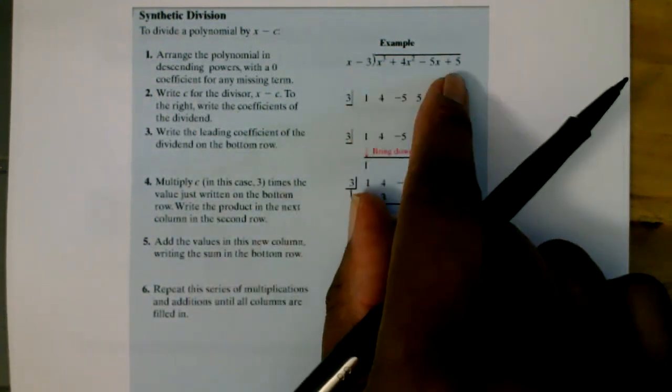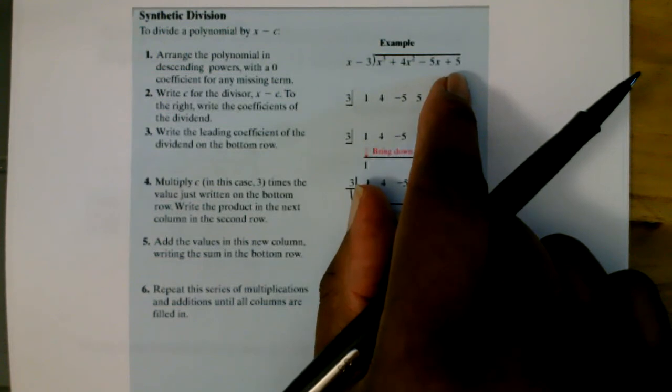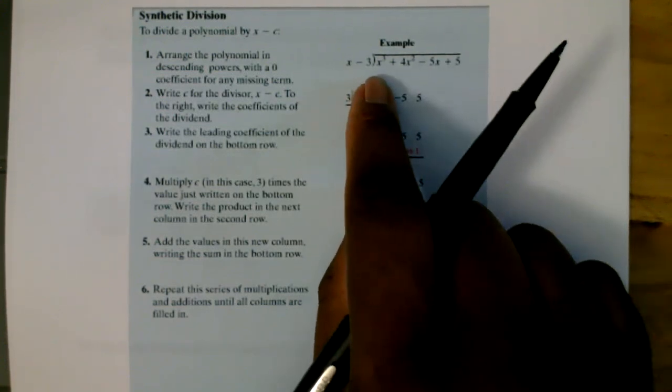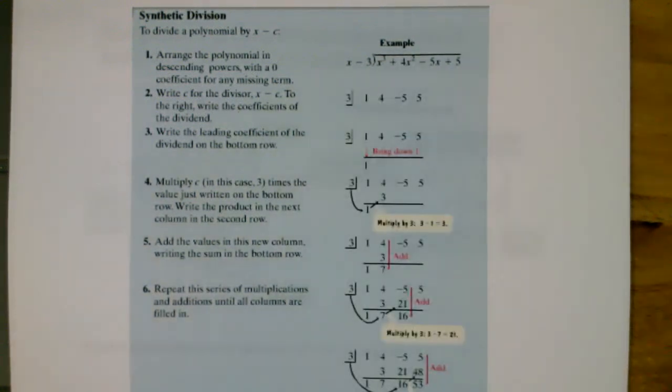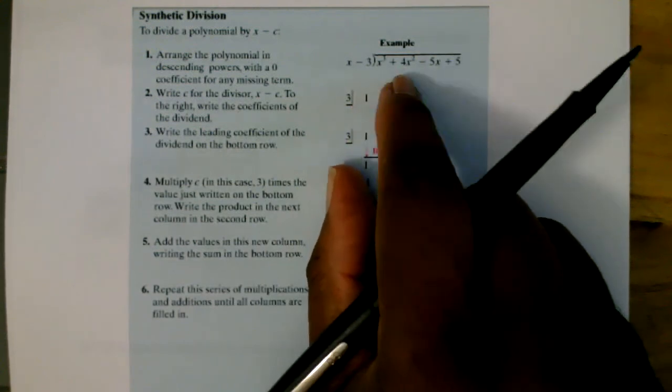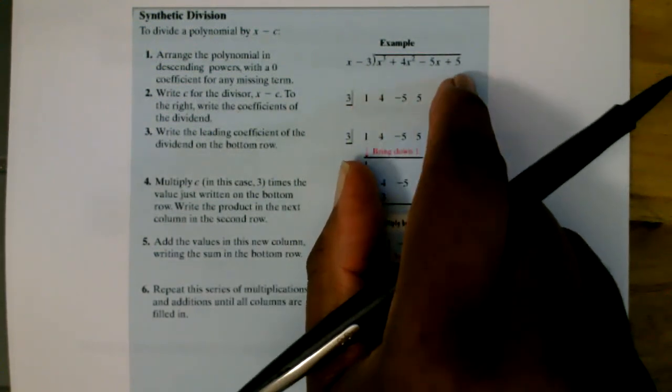And in this case, these powers are in descending order from the highest to the constant term, both in the dividend and in the divisor. And there are no missing terms. We have x cubed, x squared, the x, and the constant.